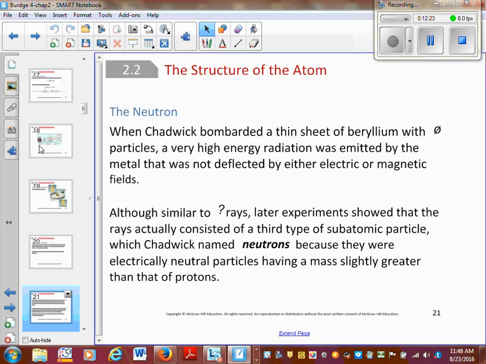Well, this other guy, Chadwick, bombarded a thin sheet of beryllium with, just say, alpha particles, and he got very high energy radiation emitted. Now this radiation wasn't deflected by either a magnet or an electric field. So that's how they discovered the neutron. It has a mass just slightly greater than that of a proton, really negligible.